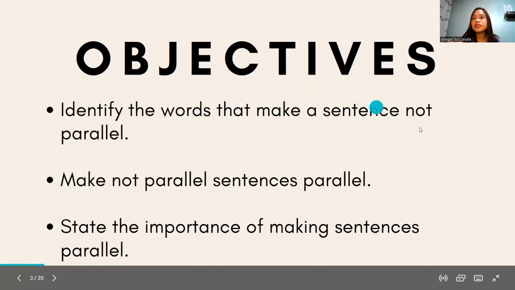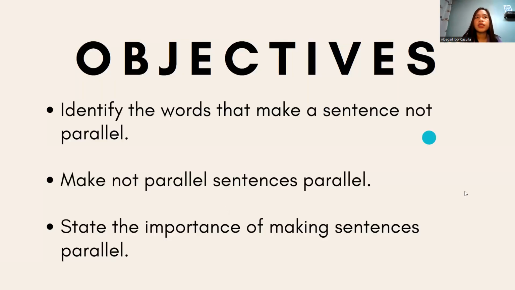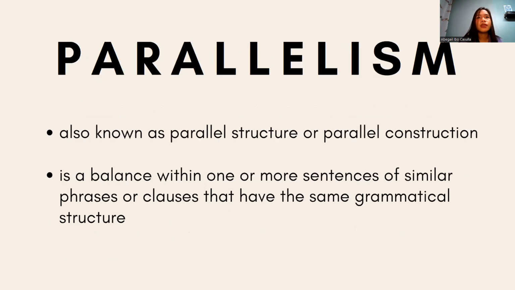The objectives for this lesson are the following. 1. Identify the words that make a sentence not parallel. 2. Make not parallel sentences parallel. And 3. State the importance of making sentences parallel.